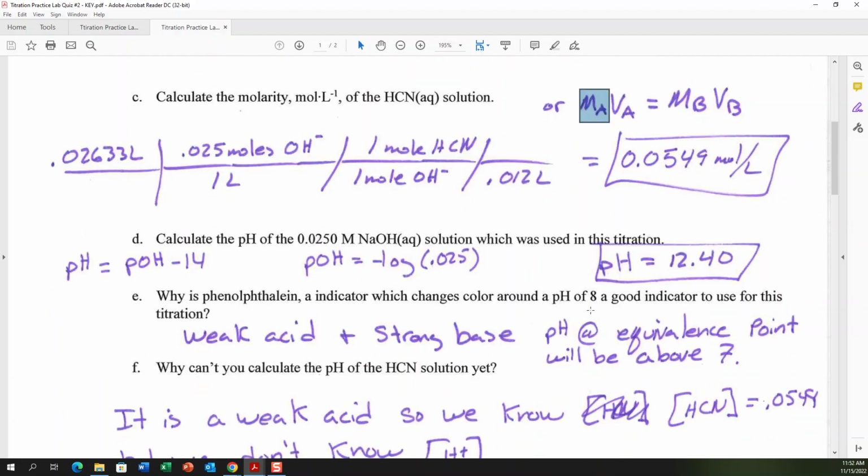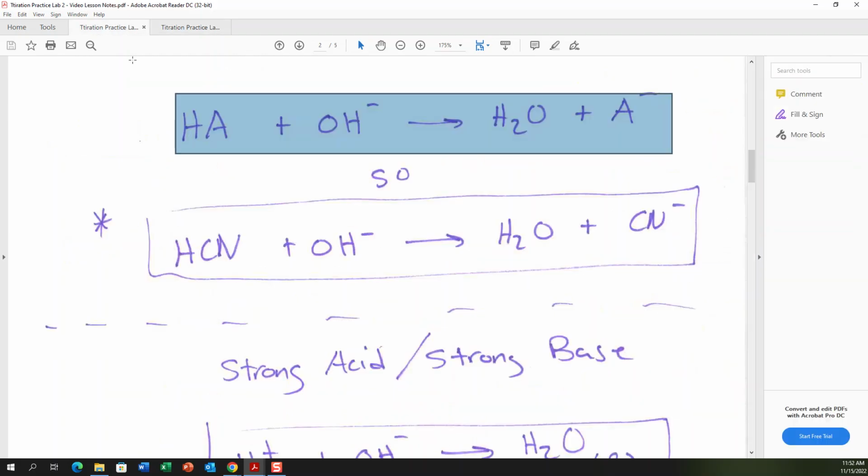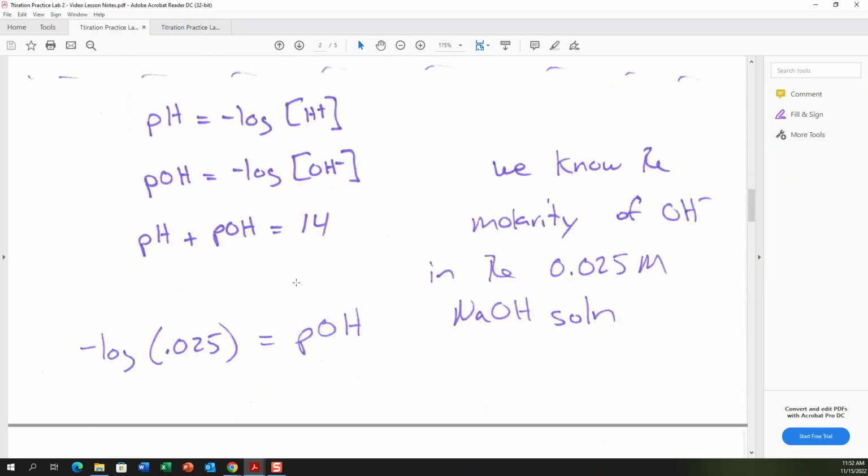Now, some other questions they're asking to calculate the pH of that NaOH solution. So this is just kind of a one-off question. This really doesn't have anything to do with the titration portion. It's just, hey, what's the pH? So remember, we got to know some pH stuff. All right, so I know we're not going to really focus on acid-base chemistry in depth until we get to Unit 5, but these are equations we learned in Chemistry 1.